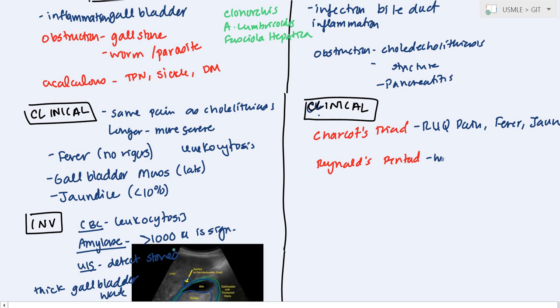And then for the pentad, we just add hypotension and altered mental status. If you see this on top of it, then this means that they're going into shock. So this is a dangerous sign here.